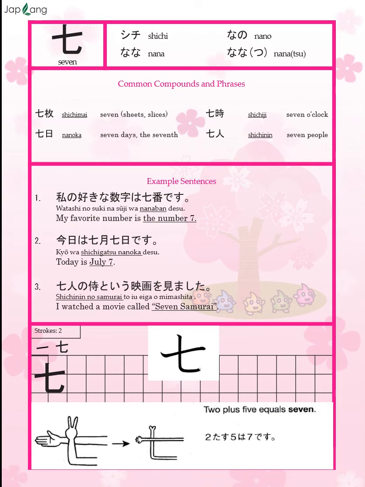Number 7, 2 plus 5 equals 7. The Japanese reading is nanatsu, the Chinese reading is shichi. Shichimai is 7 sheets. Nanoka is the 7th day of the month. Shichiji is 7 o'clock. Shichinin is 7 people. Alright, 2 plus 5, you can relate with this.